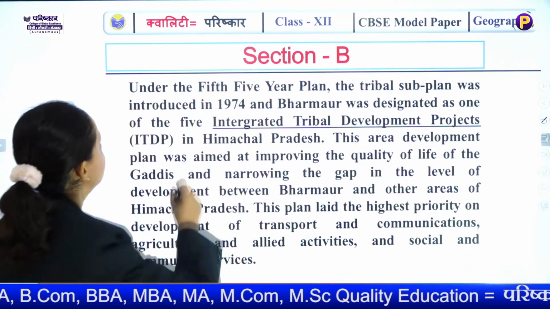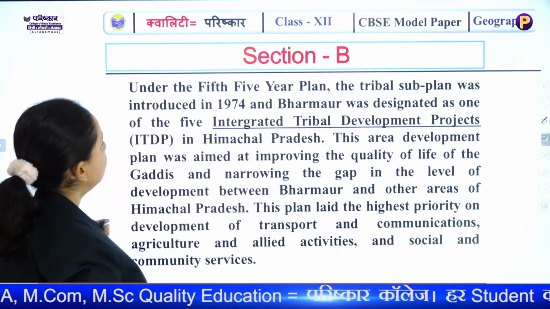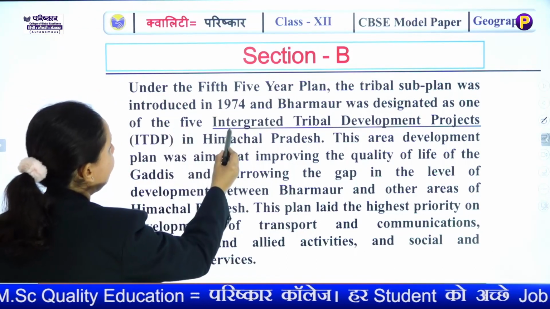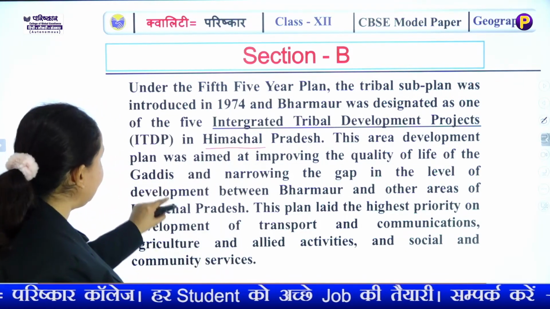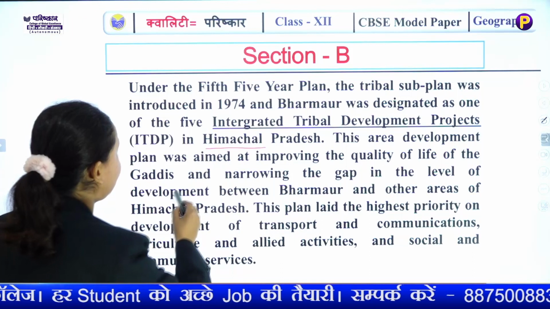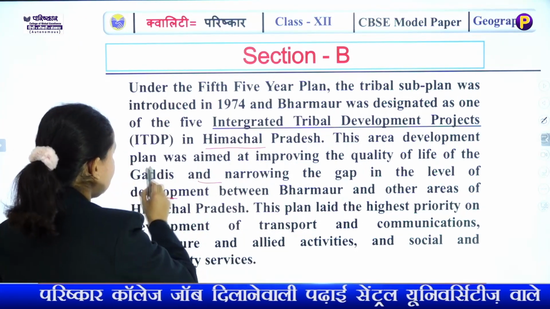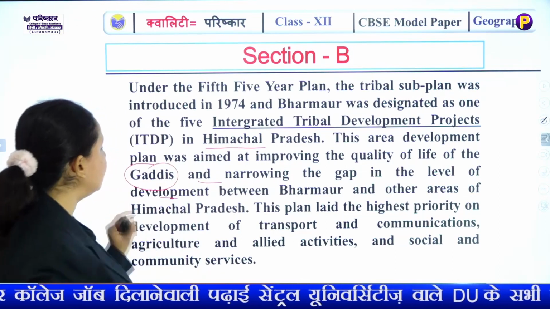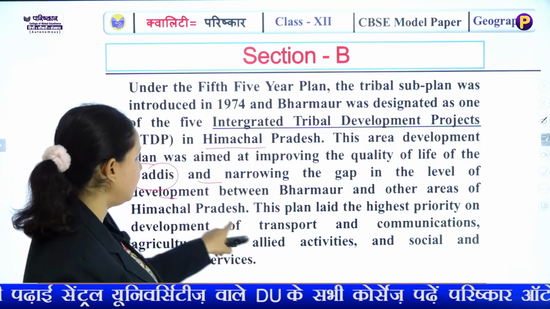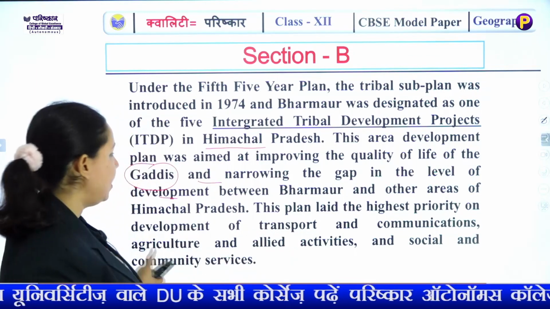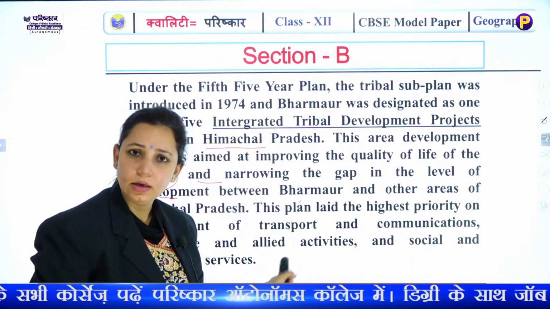Look, under the last paragraph of the passage itself, it talks about the 5-year integrated tribal development project that was started in Himachal Pradesh. It focused on narrowing the gap between the development of this type of community and the other areas of Himachal Pradesh. This plan laid highest priority on development of transport, communication, agriculture, and allied activity. This is the answer to your given question.